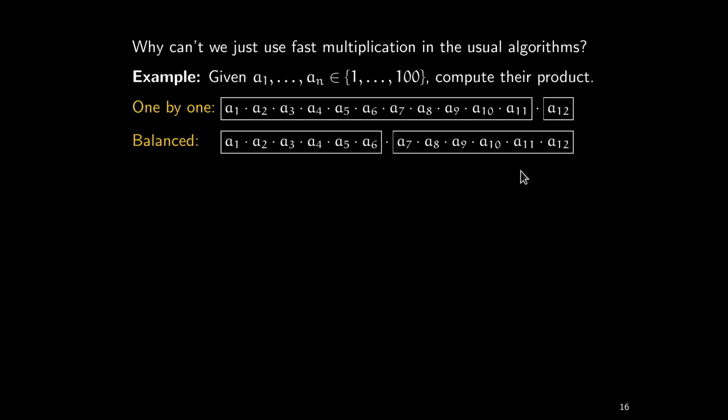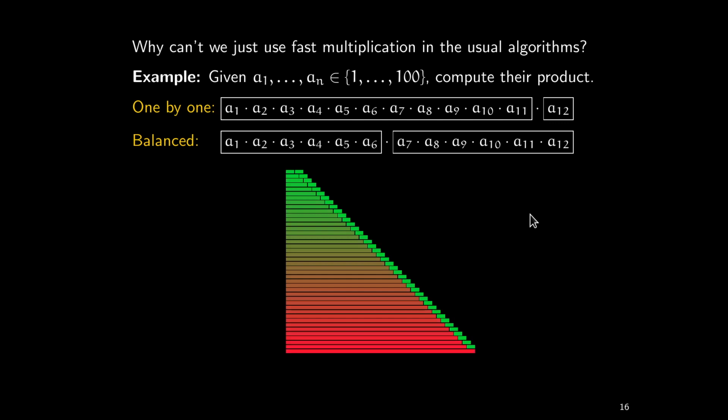And what difference does this make? Why is this better? So you can illustrate this as a picture. This is a picture that would correspond to the first algorithm, where you compute this one by one. So you see here, you multiply the first numbers, you get the product of the first numbers multiplied by the third, get this result multiplied by the fourth, and so on.